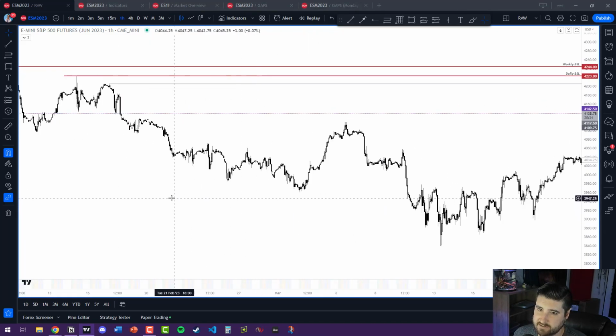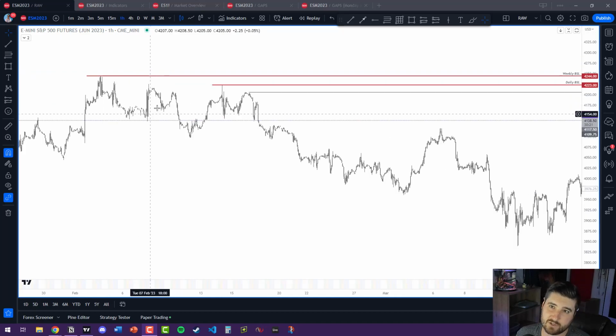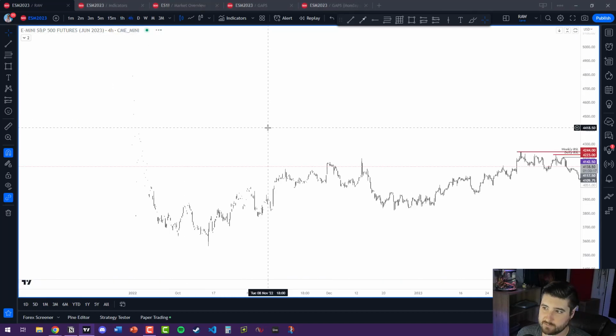Support and resistance is not these lines. All right. This is some support and resistance that many people look at, retail traders, and I'm going to show you why this doesn't work. Let me zoom out real quick.